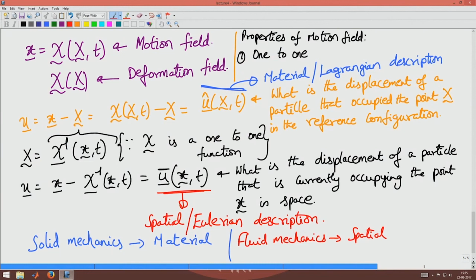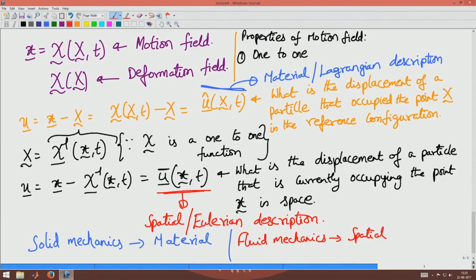Okay. And different branches of mechanics use different descriptions. We, being interested in solid mechanics, will use only the material description from here on. Okay. That is, you will write the displacement as a function of the position vector of the particles in the reference configuration as a function of time.